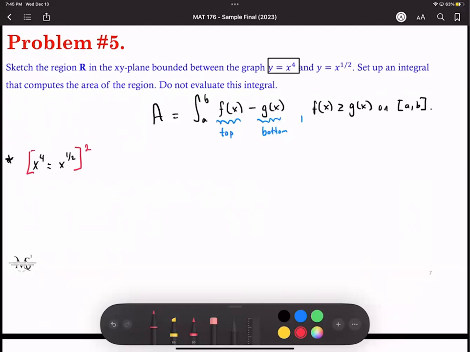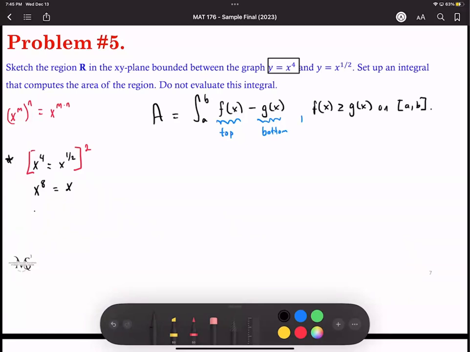If you recall way back when you were doing probably algebra, if you have x to the power of m raised to the power of n, this is the same thing as x raised to the power of m times n, right? So if you have a base raised to a power raised to another power, you're allowed to multiply the exponents. So x to the fourth power, when we square it, is going to become x to the 8th. And then on the other side, x to the 1/2 squared is just x, right? Because 1/2 times 2 is just 1.